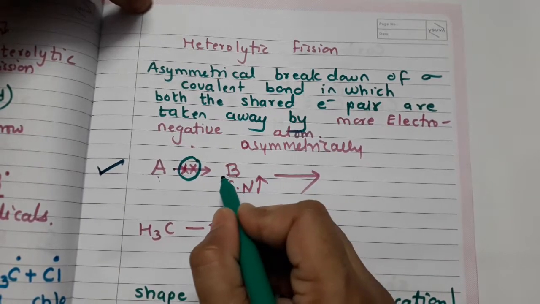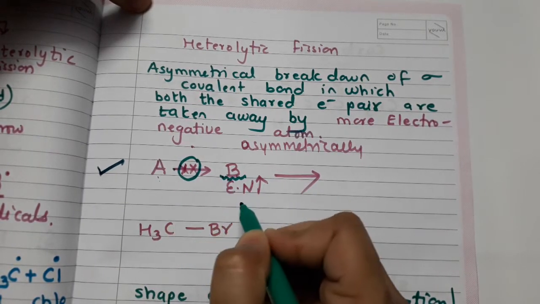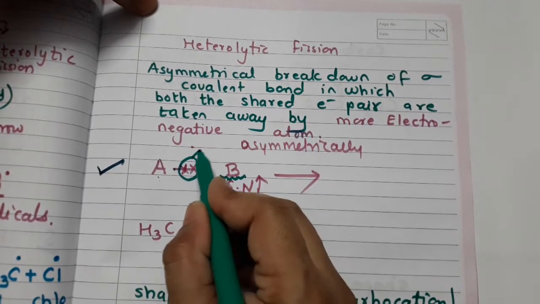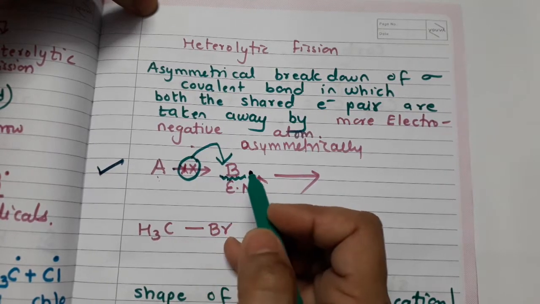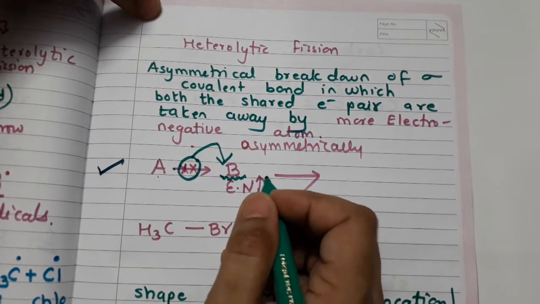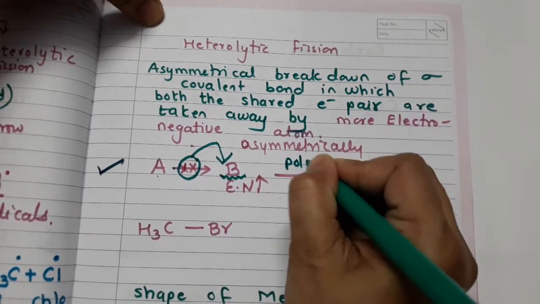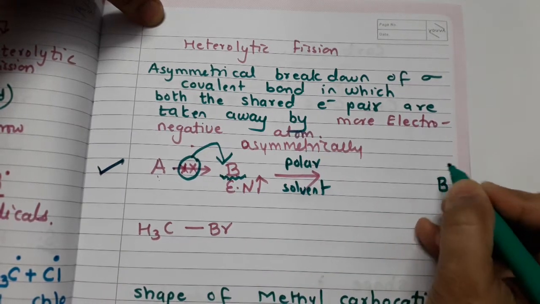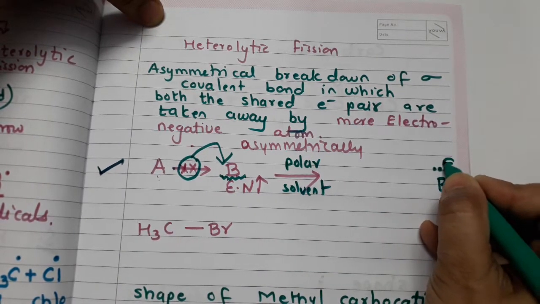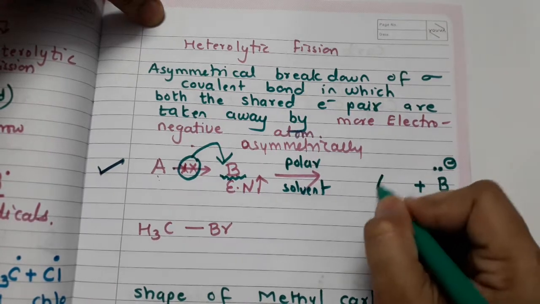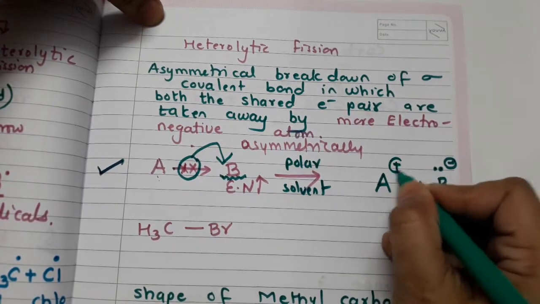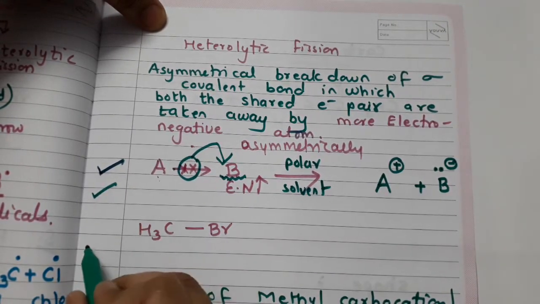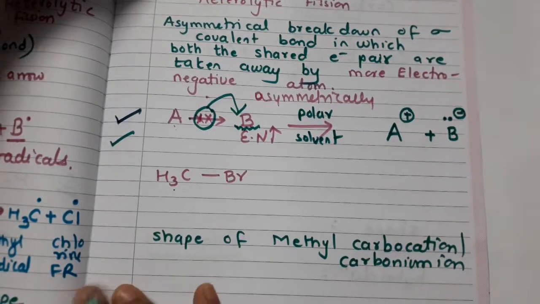Now, if molecule AB is having B atom whose electronegativity is more, what will happen? Both the shared pair of electrons will be attracted towards B, which is more electronegative. Now, in presence of polar solvent, what happens? B will take away both the shared electron pair and it will acquire negative charge, and A will acquire positive charge.